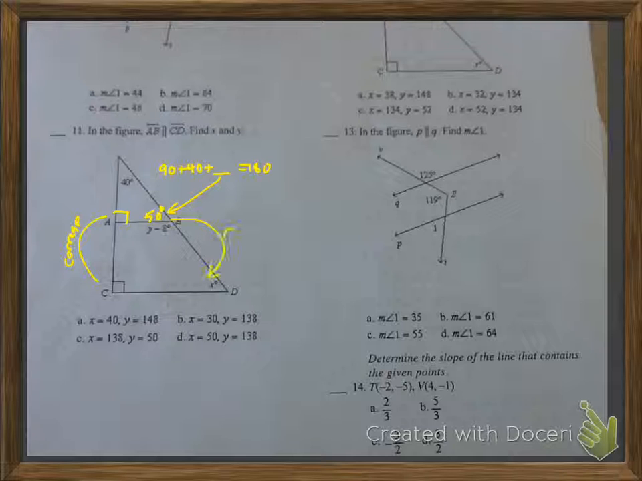Then I use corresponding angles again to get X. That means, and there's only one answer choice with X equal to 50 degrees. I didn't have to go find Y. If you want to, you're welcome to. But by finding X is 50, that's the only answer choice that worked.